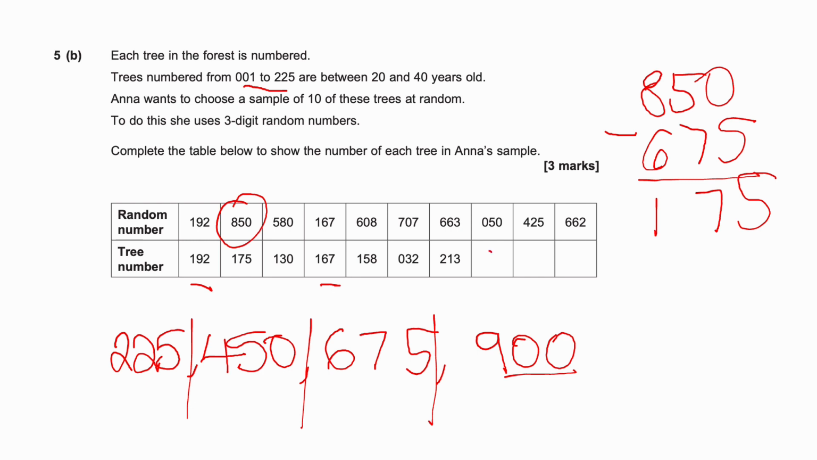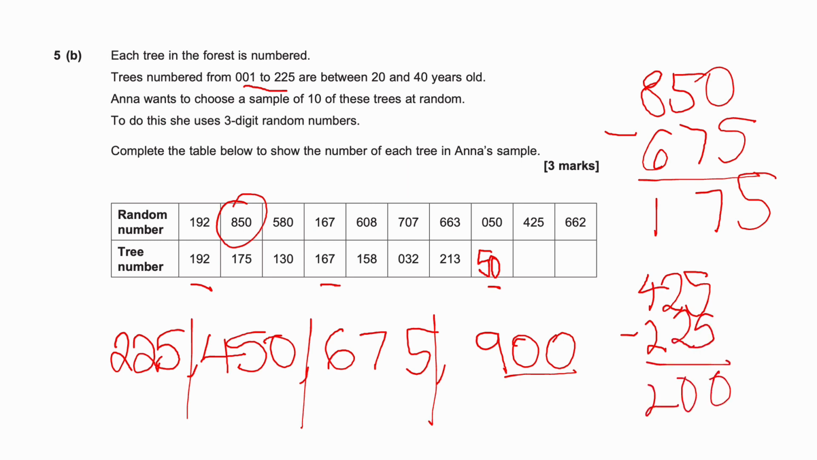So 50 is fine because that's less than 225. We can keep that one the same, just like we did with these previous ones. 425, we're going to take off a chunk of 225. In fact, we can just take off 225 because once we do that, that leaves us with 200, and we've got a tree that's numbered 200. So that one will be 200.